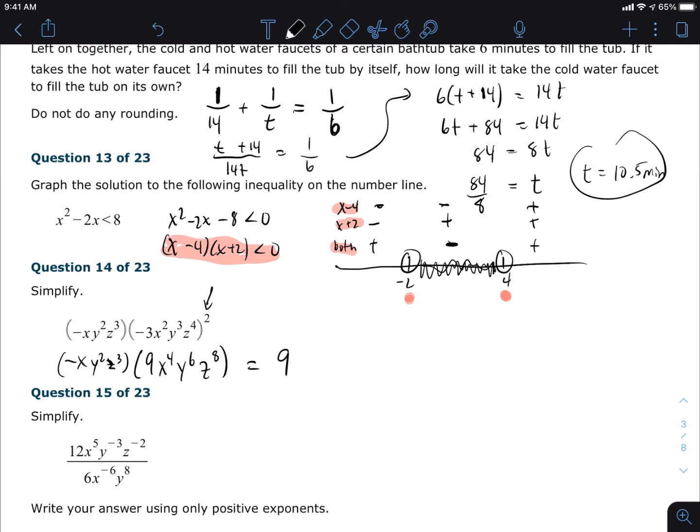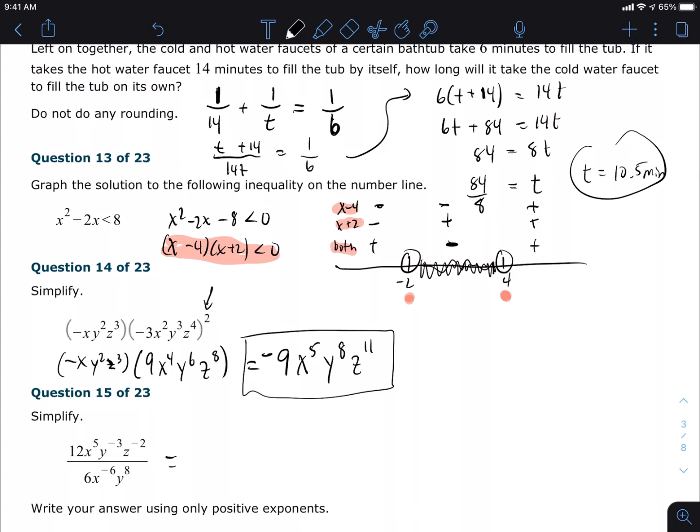So I'm going to get a 9 and then the negative that's in front. And then there's an x to the first power and x to the fourth, so that's going to give me x to the fifth. Y squared and y to the sixth is going to give me y to the eighth. And then z to the third and z to the eighth is going to give me z to the 11th. And that is my solution.